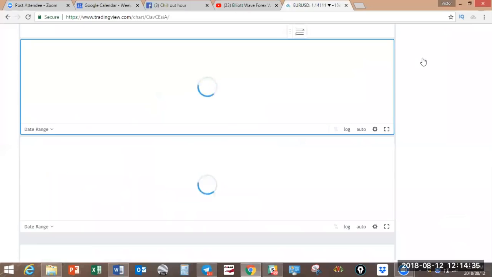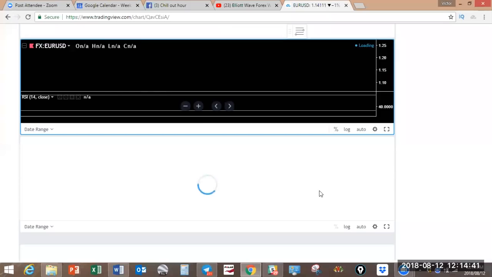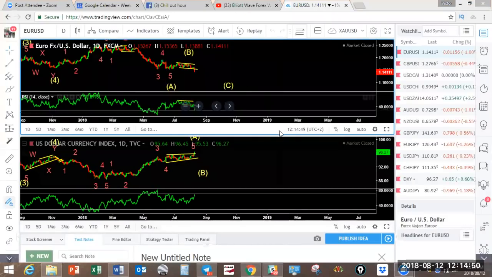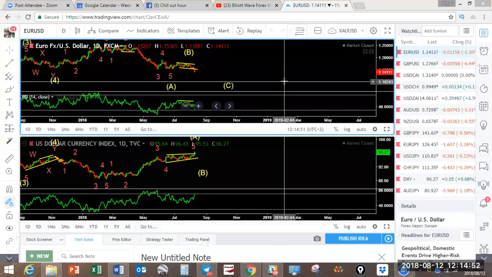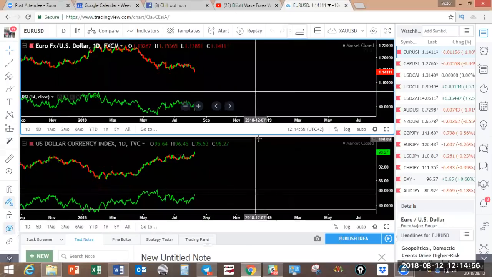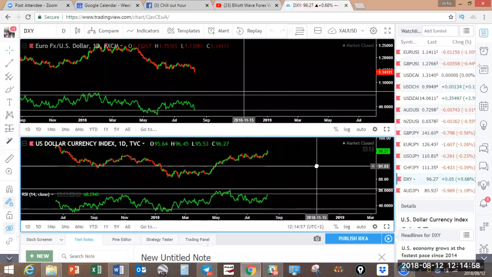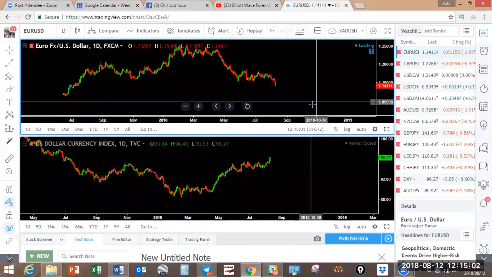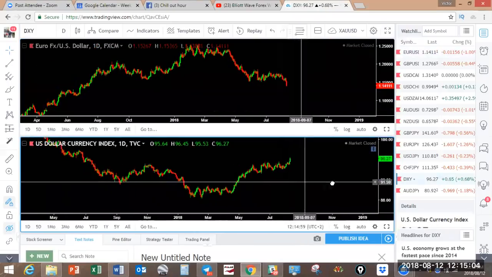Everybody ready? Welcome to those that have just joined us, and now we can get started with today's analysis. So as always, we're going to start with the Euro-US dollar correlation with the dollar index. So let's have a look at this correlation and how this is playing out.